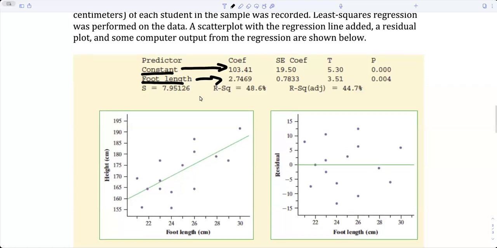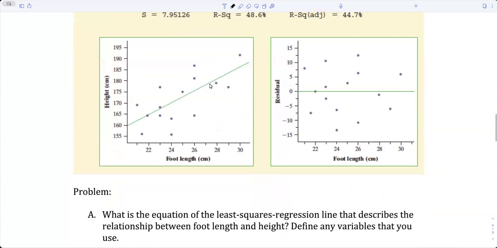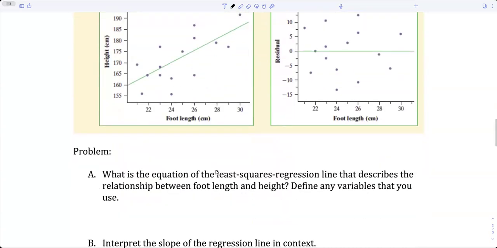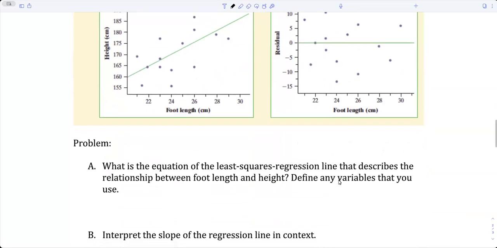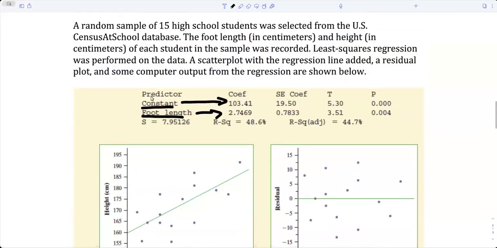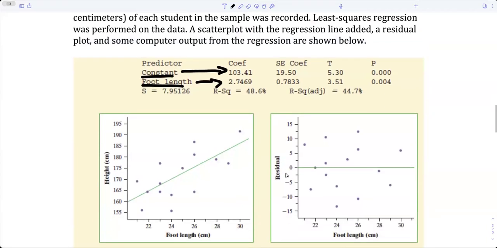So the first question here says, what is the equation of the least squares regression line that describes the relationship between foot length and height? Define any variables that you use. All right, so we are going to write down the y-intercept, which was 103.41. And I got that from the constant coefficient right there.